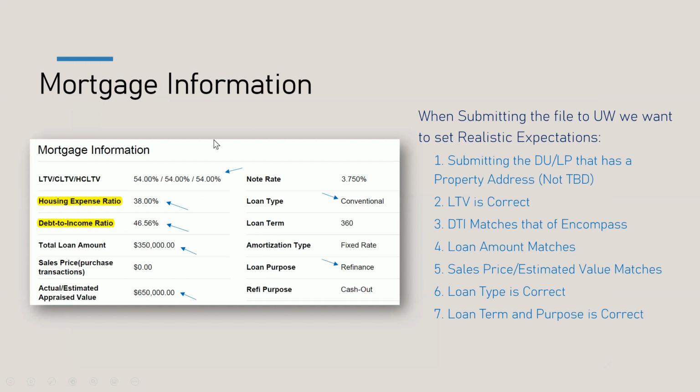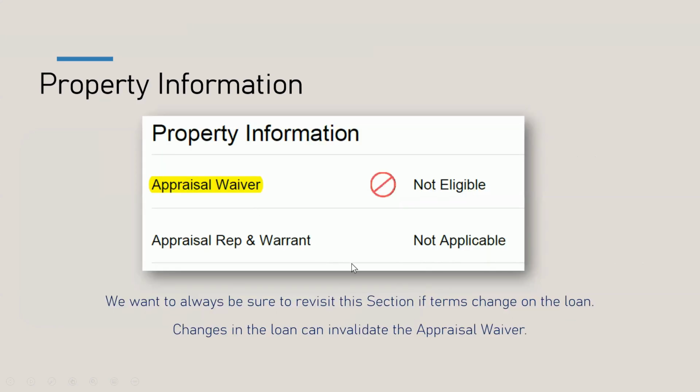Mortgage information. Why we want to review it again: double checking your LTV, your housing ratio, your front end ratio, your debt to income ratio, your loan amount, your value. I've had it where the value changes and we get a DU that is off, and so all of this is off. Your note rate, and what type of loan you're doing, whether it's a refi, purchase or cash out. Again, double checking your information is super important on this portion.